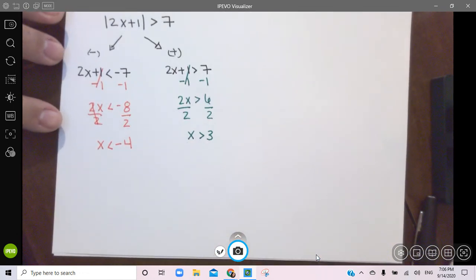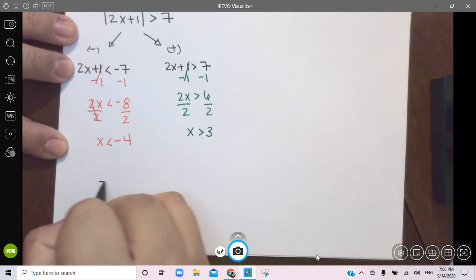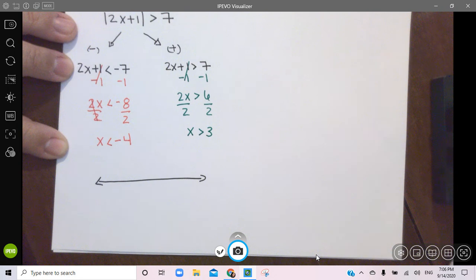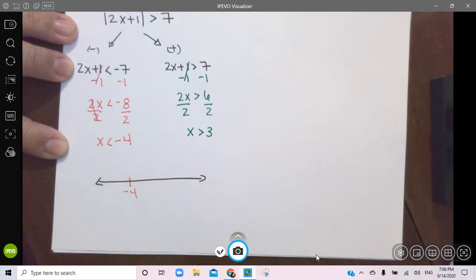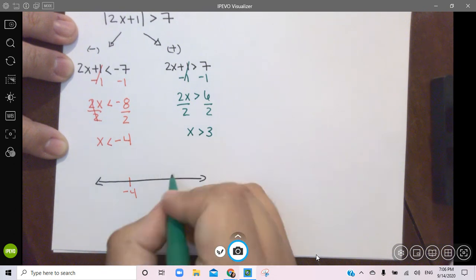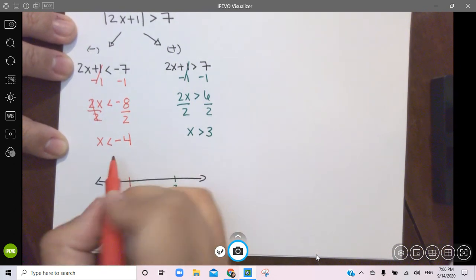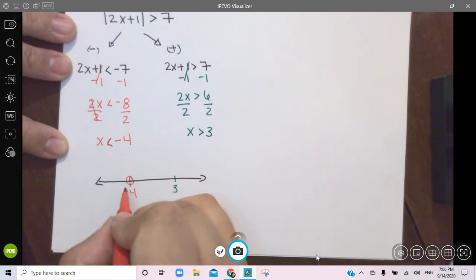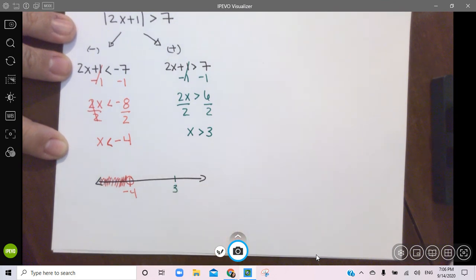Let me go ahead and graph what I have so I can see if it really is a disjunction or not. I'm going to first start with my negative side. I'm going to write down negative 4, and then go over to my positive 3. At my negative 4, it's less than, so it's going to be an open circle. I want everything less than negative 4, so I'm going to shade to the left.